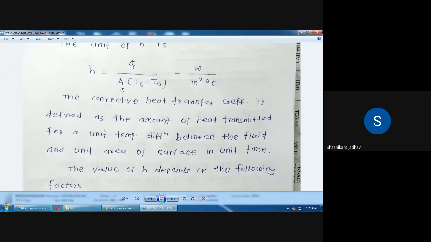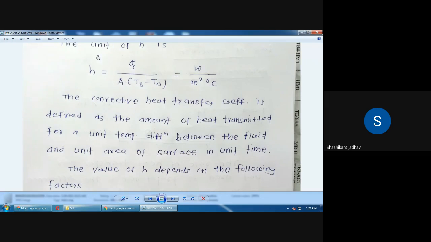When the unit area is there, and the temperature difference also, then we say that the heat transfer coefficient for the convection is nothing but the amount of heat transfer through that particular object. So what is meant by convective heat transfer coefficient? The convective heat transfer coefficient is defined as the amount of heat transmitted for a unit temperature difference between the fluid and unit area of surface in unit time.